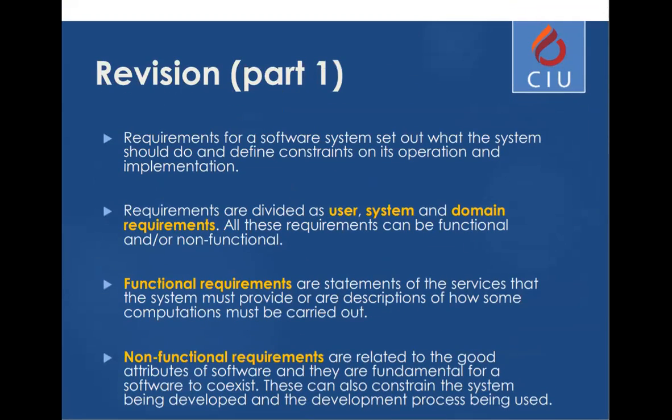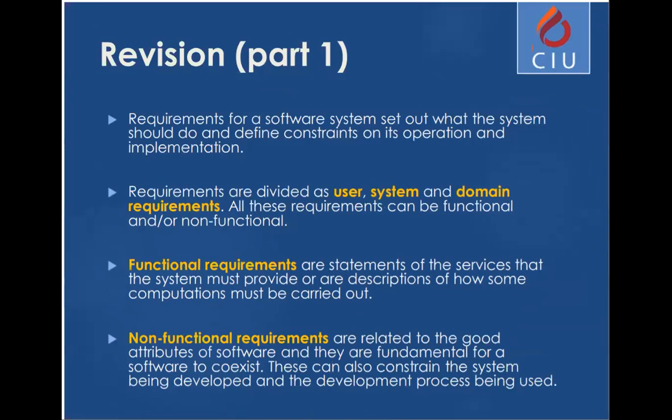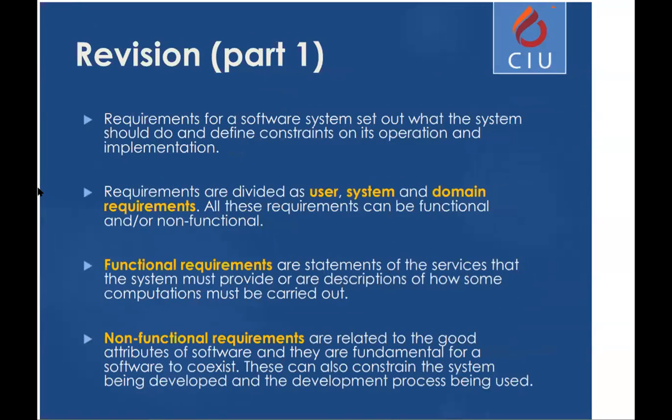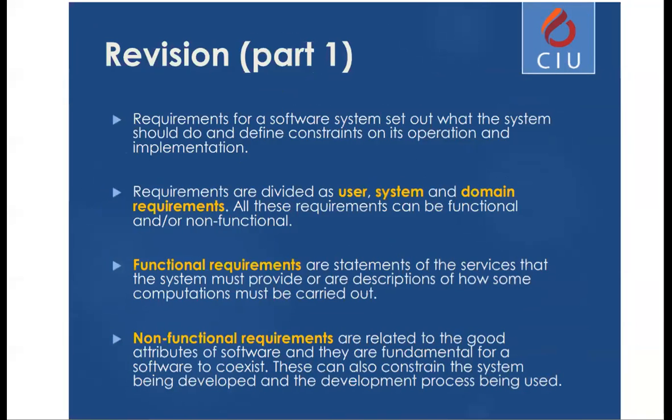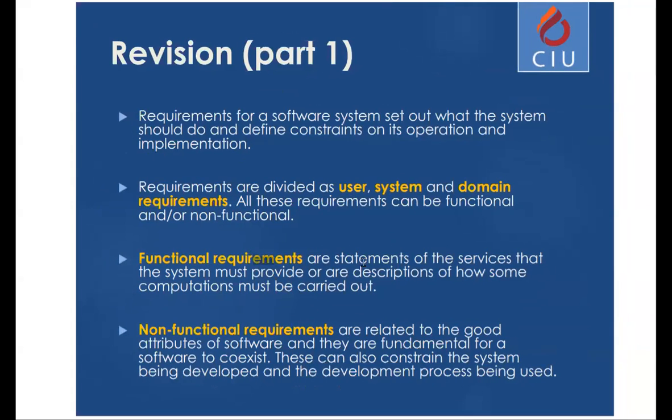So with this topic, we have actually finished this chapter. We saw the requirements for a software system in this specific chapter. We saw the user, system, and domain requirements. We can also divide them into functional and non-functional requirements. The functional ones are the ones that the system must provide, or are descriptions of how some computation must be carried out.